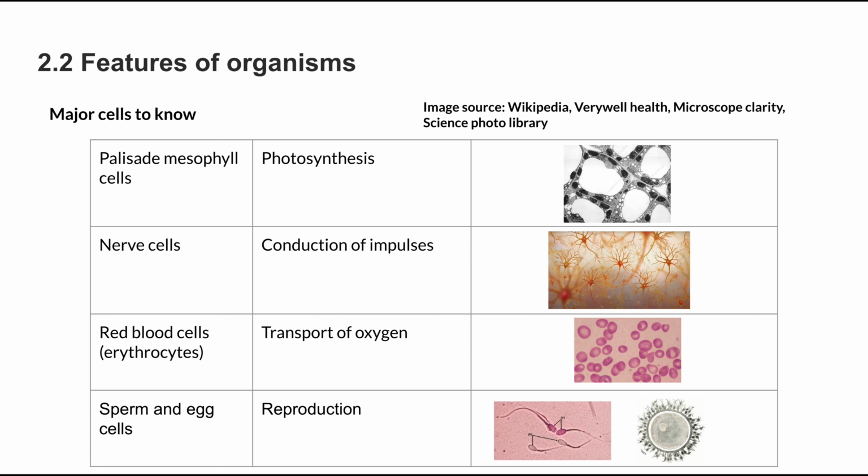And the next cell we have to know is red blood cells. A more scholastic way to call red blood cells is erythrocytes. You can show that to your teacher, but they will be surprised. But anyway, red blood cells are responsible for transport of oxygen to cells. And this is the image of red blood cells. And the final cells we have to know are sperm and egg cells, which are responsible for reproduction.